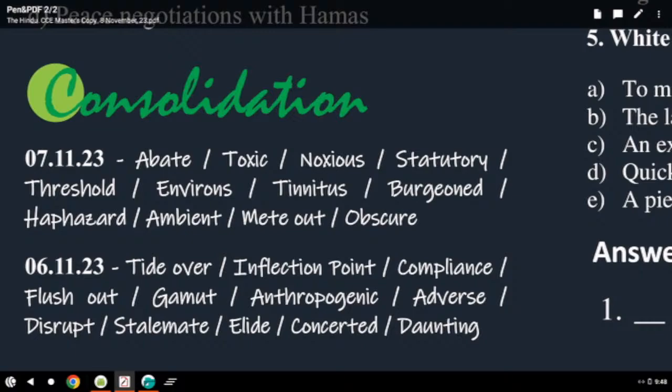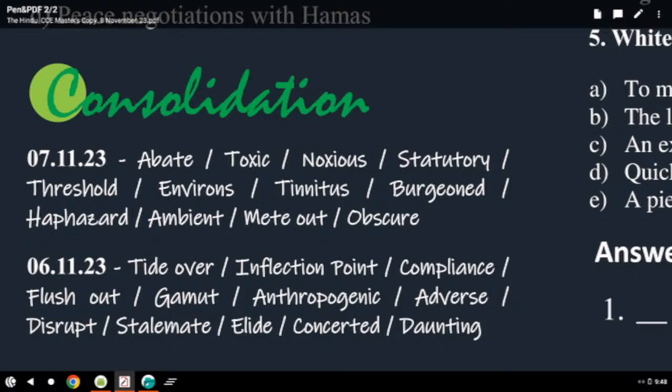Tinnitus, part of speech, noun, meaning a ringing in the ear, something keeps on. And burgeoned, verb, meaning to develop or to improve or to transform. Any of these words you can think of. Haphazard, adjective. Haphazard development, I gave the combinations. Haphazard growth. Systematic or not systematic? Not systematic, what is the word? Random. Ambient, part of speech. Ambience, noun form. Ambient, adjective. Surrounding, ambient weather, ambient atmosphere, means surrounding a particular area.